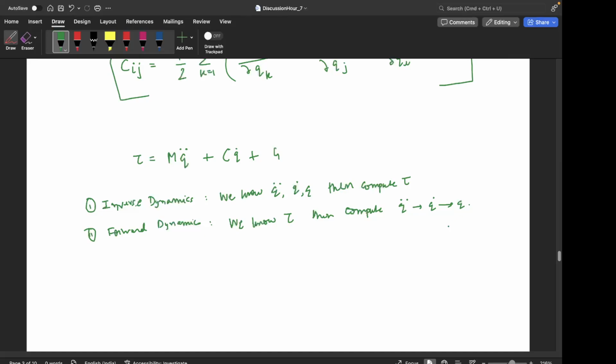So generally forward dynamics, as you can see, involves integration, and this is just like matrix inversion and matrix multiplication. So this is not very tricky, especially for manipulators. Inverse dynamics is pretty straightforward because we compute all these terms and we just add them up.